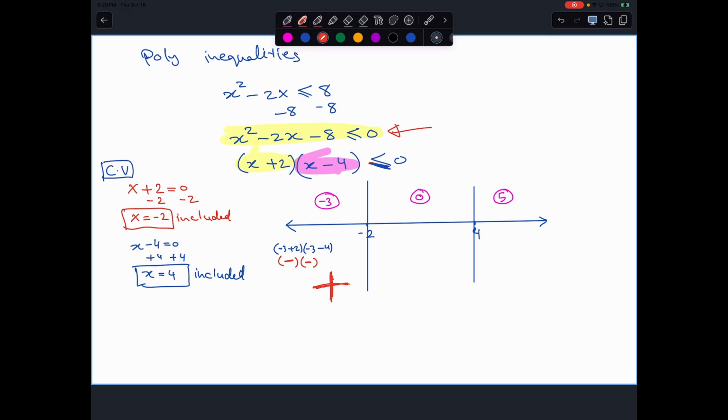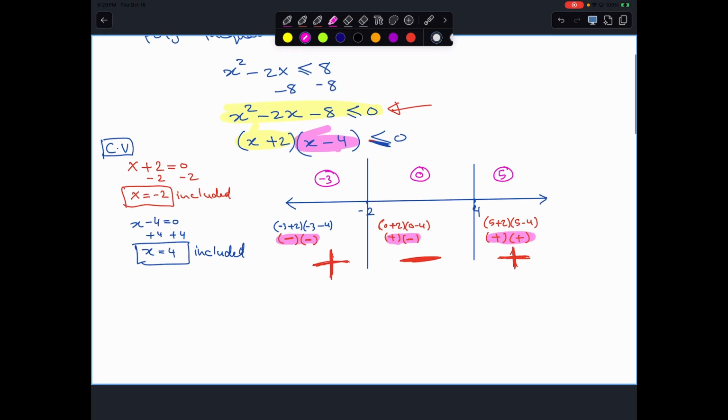All right. Now with 0: 0 plus 2, 0 minus 4. Positive times negative is negative. And then the last one, I will plug 5 plus 2 and 5 minus 4. The sign of the first factor is positive. The sign of the next factor is positive. So positive times positive is positive. You see what I did there? I only focused on the signs. I don't care about what the final answer is. You can do that on your calculator and figure out the sign. We don't care about the number, only the sign.